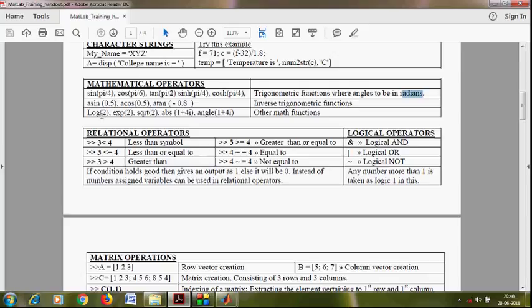Okay, then let me also tell you about exponential. So it is e to the power, then sqrt, the square root function, absolute and angle. It finds the absolute value of complex numbers and the angle of complex numbers. You can try on your own. Let me focus on log.